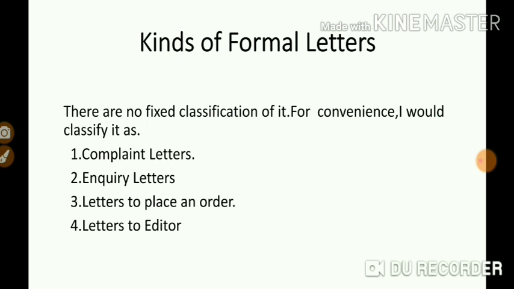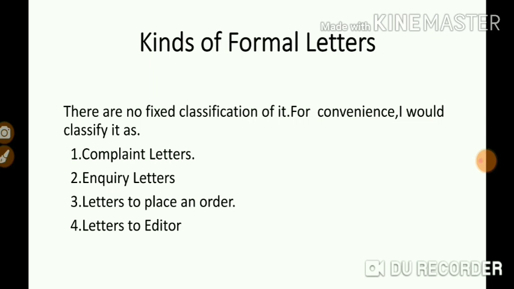As far as the classification of this is concerned, there is no fixed classification of formal letters, but for our convenience, we can classify them into four different categories. I have classified the formal letters into four categories. The first one is letters of complaint, then letters of enquiry, letters to place an order, and letters to the editor. I would simply tell you what these letters actually are and in which context they are used.